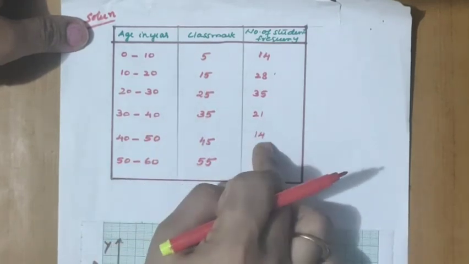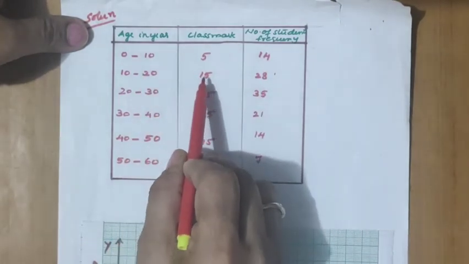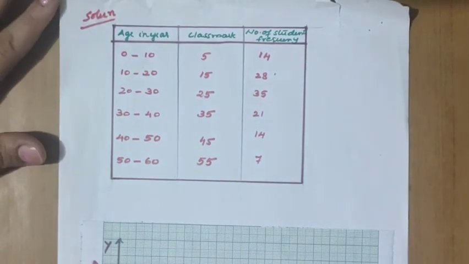So we got 3 columns in the solutions. Already in the question we are having the first and the last column. What is to be added here? Class mark, since the frequency polygon is asked.